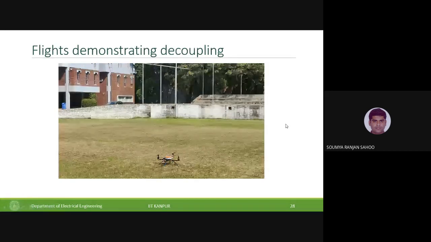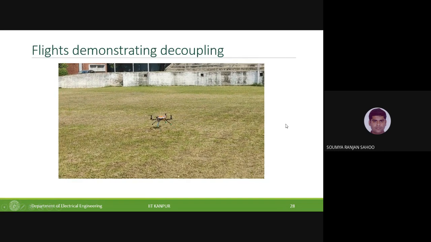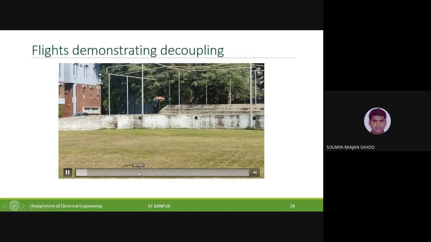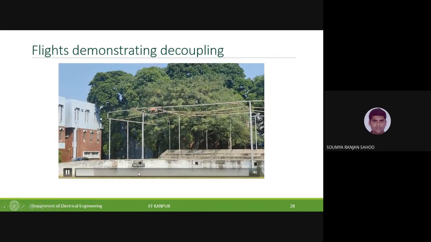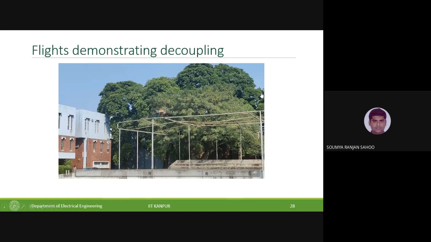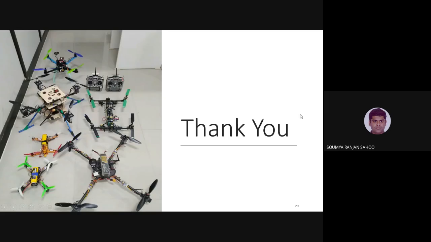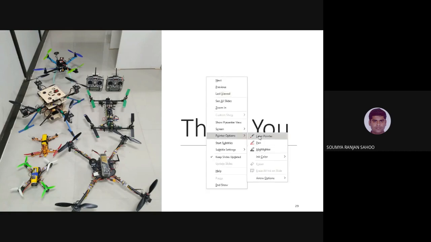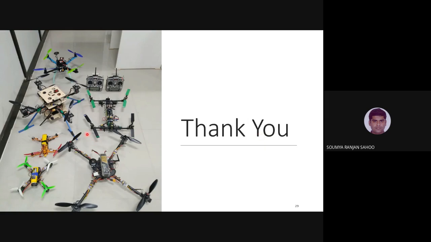Okay, there is one more video. It's the same demonstration again. So that's it that I have. These are a few of the quads that we are working on. This is again a novel quad rotor that I have not discussed, but we have worked on.